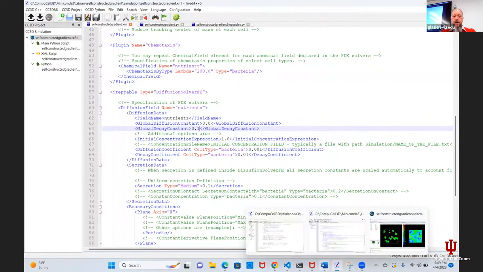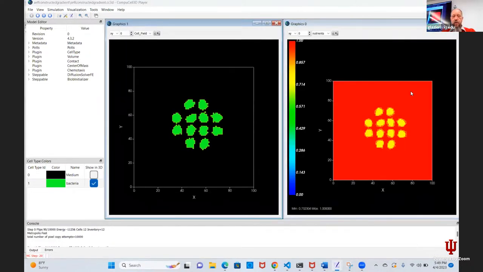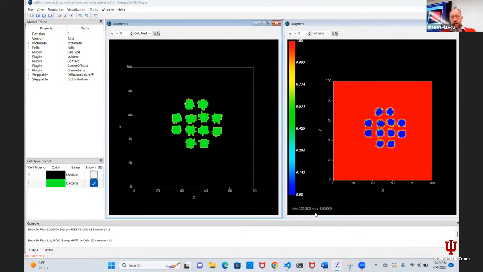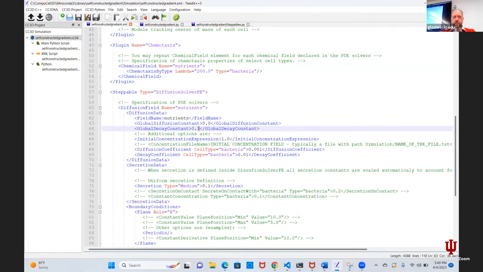Now, if both of those values are 0.1, the time scale is very fast. The time scale, remember, is 1 over the decay rate, 10 Monte Carlo steps. And so effectively, in this case, the background concentration is 1, and the cells aren't going to do much because the background field basically recovers instantly. So the cells dig themselves a hole and they stay in the hole.